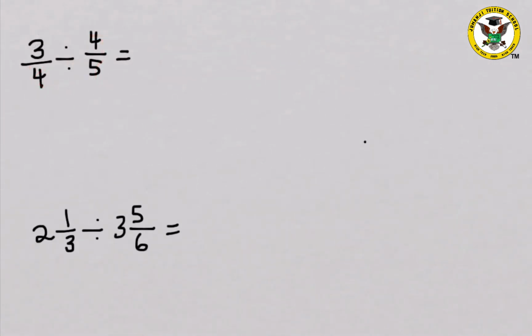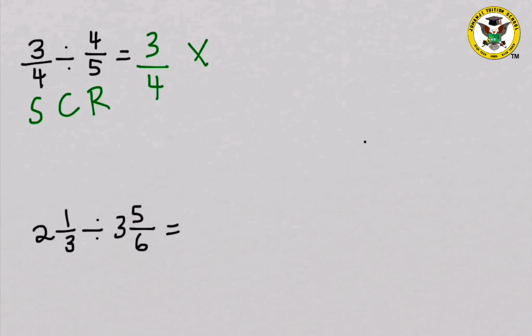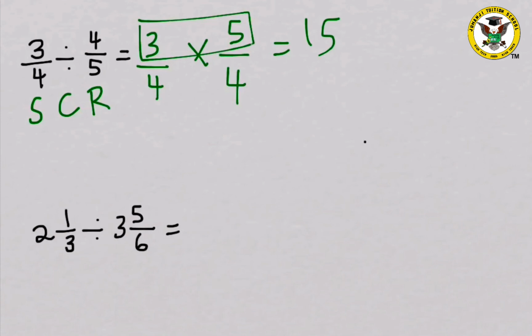Or you can use the term Singapore chicken rice, which basically is the same thing. So S for stay, so 3 over 4 stay. C for change, so you change divide into times, and an R for reverse, so you reverse 4 over 5 into 5 over 4. Next, you times, 15 over 16.